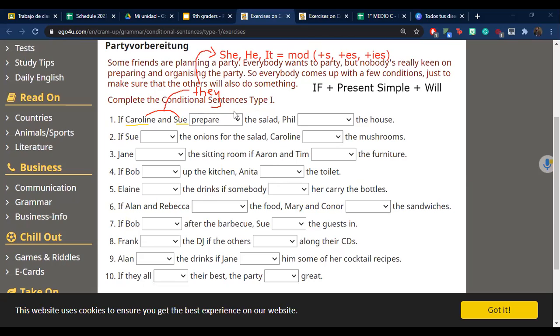En la parte de la condición, siempre va a pasar esto, que van a tener que hacer ese procedimiento mental. En la parte de la condición, en la parte del if. En la parte que viene después, que es el resultado, es la más fácil.